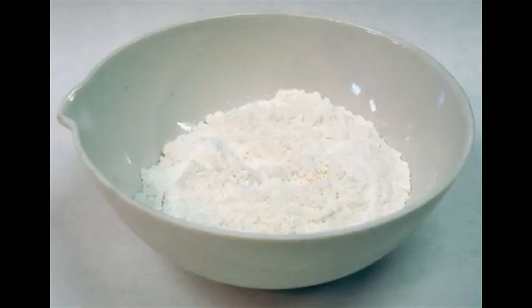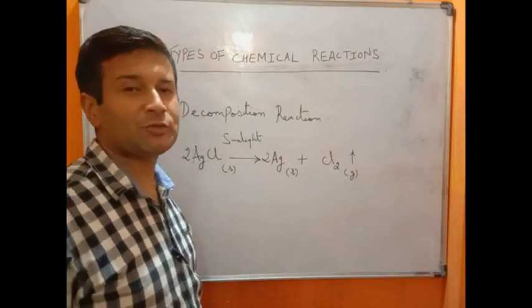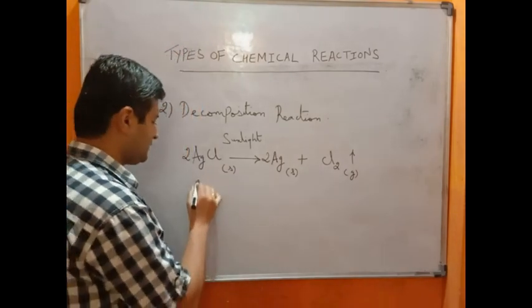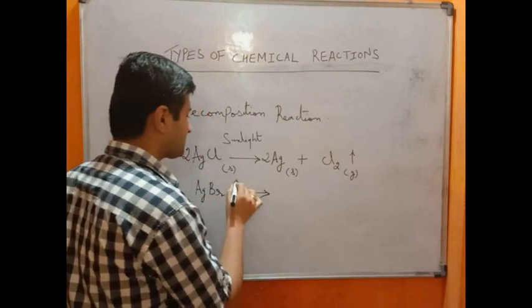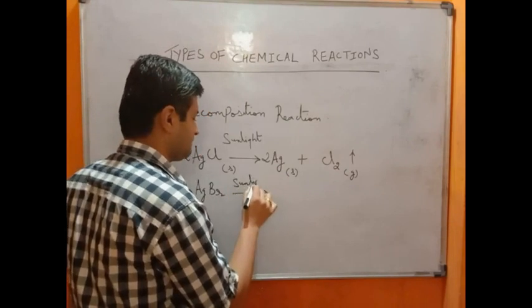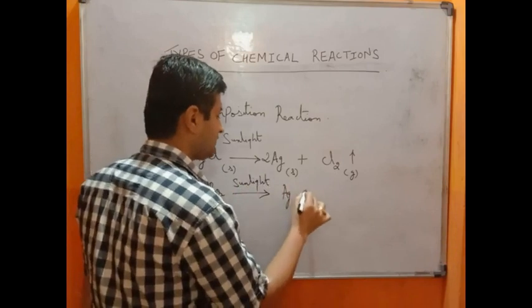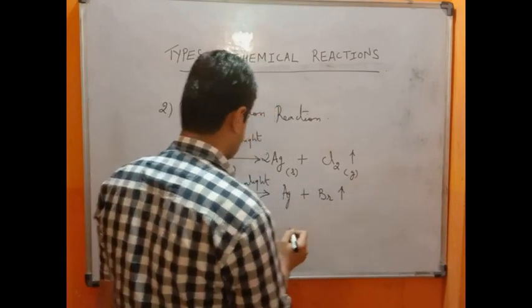Silver chloride, which is white in color, turns grey in sunlight as a result of decomposition. When we expose silver bromide to sunlight, then it gets decomposed to form silver and bromine gas.